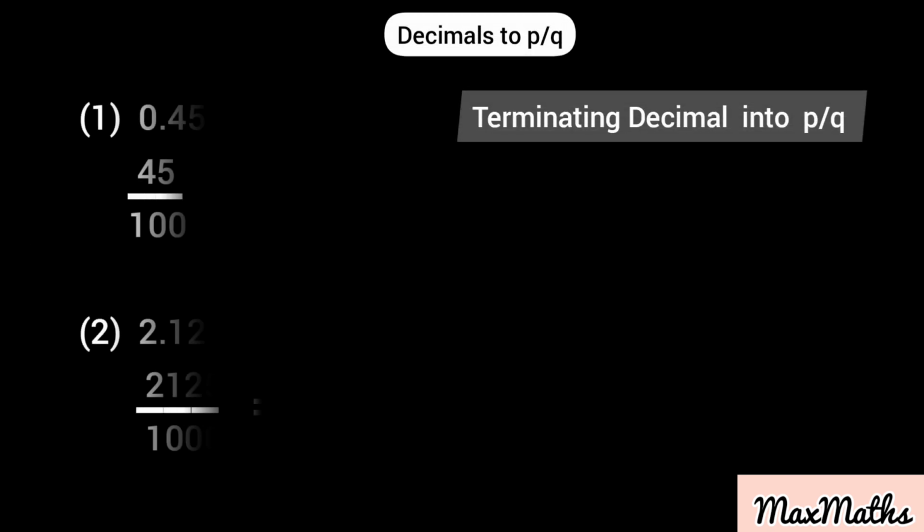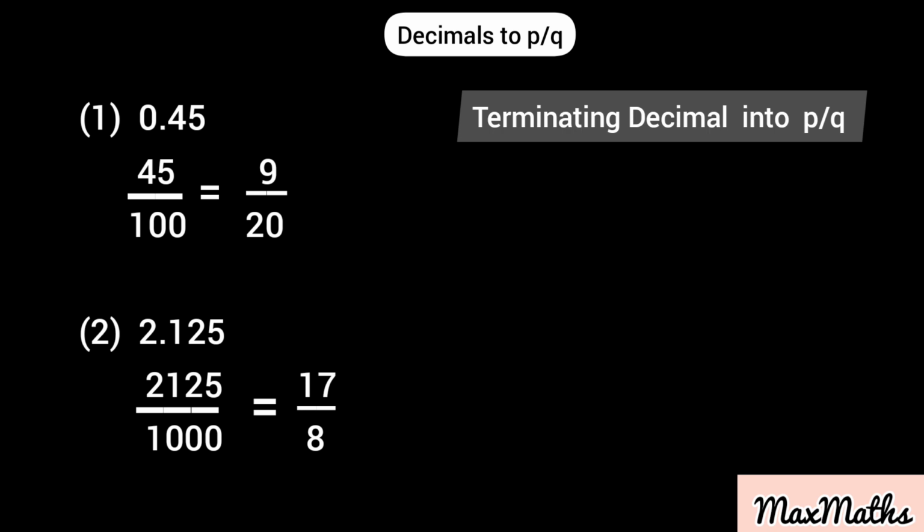To convert a terminating decimal into a rational number, first count the number of digits after the point. If there are 2 digits after the point, then add 2 zeros to the denominator, and if there are 3, add 3 zeros to the denominator. In example 1, there are 2 digits after the point. That is why I have added 2 zeros to the denominator, and then I have divided the number by 5. And in example 2, after the point there are 3 digits, so I have added 3 zeros to the denominator, and then I have divided the numerator and denominator to get a simple rational number.